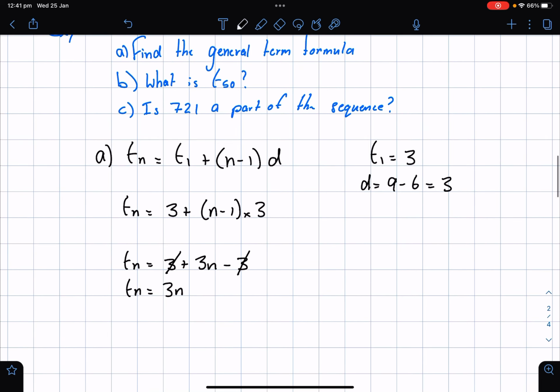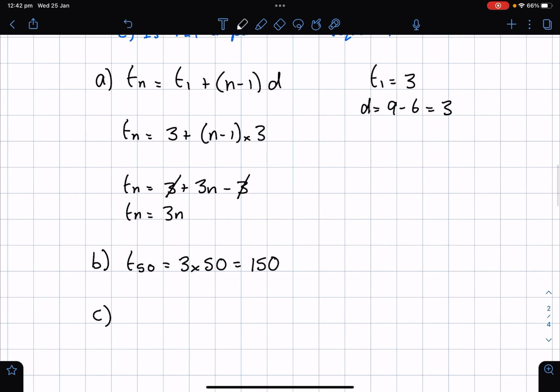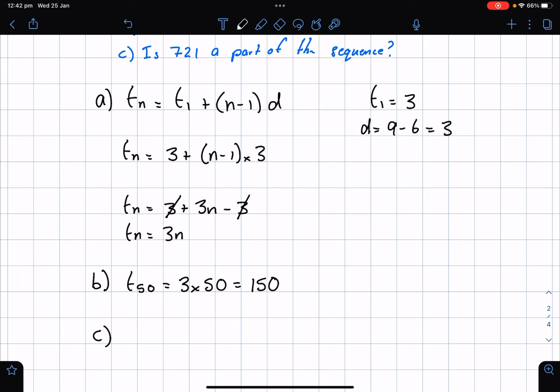So now we can look at question B, which is what is T50? So T50, so we're substituting in 50 for n, is 3 times 50, which equals 150. So my 50th term of the sequence is 150. Now, part C. Now, this is a bit trickier. So C, is 721 a part of the sequence? So that means Tn is 721, okay? So instead of having Tn on the left-hand side, we have 721. And then this has to equal 3n. So we're trying to find what this n value is.